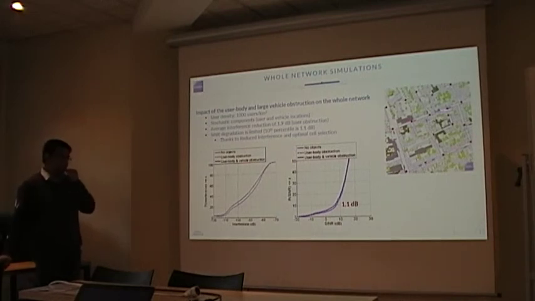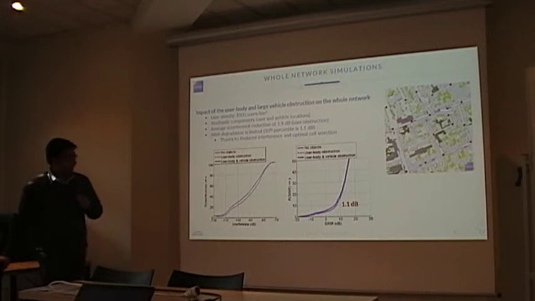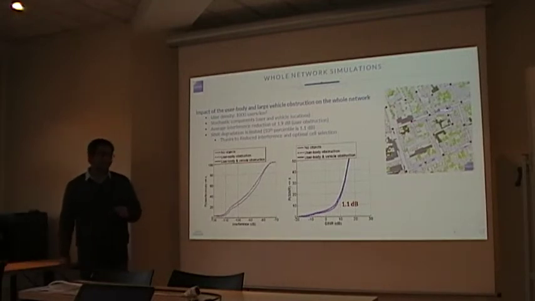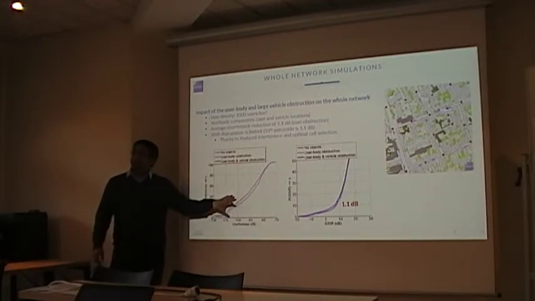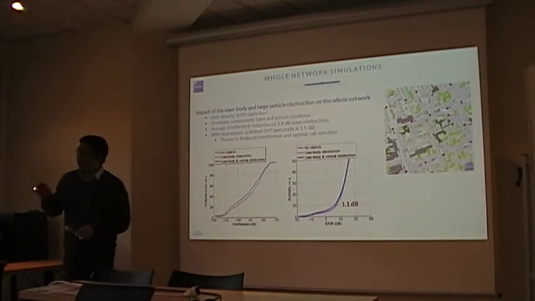I'm not sure that I'm seeing well, but is it the same graph with user body obstruction and user body and vehicle obstruction? You say you get the same results. Okay, so it's not so easy to see here. Yes, they're very, very close.